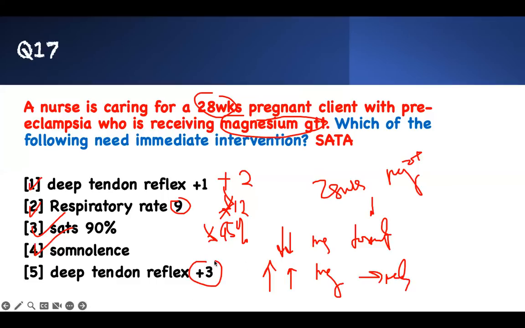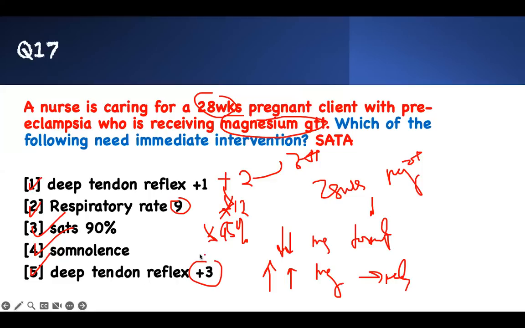Deep tendon reflex is 3. That means it's higher than the normal. There's clonus. That means they're getting what? The medication you're giving them is not doing the job it's supposed to do. And so they are at high risk of seizure. Still, you have to see them because you put them on magnesium and their reflex is going up. They're about to seize and go into eclampsia. So you still have to see them to titrate your medication as soon as possible. So those are the things you watch for.